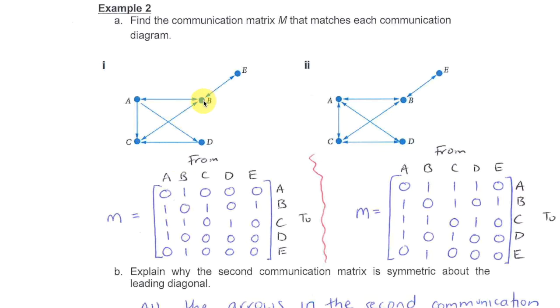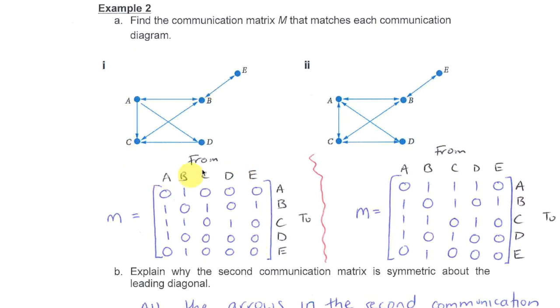So now we go from B. From B, we can directly go to A. We can't go to ourselves, so it'd be a 0 there. We can go to C. You can see that with that arrowhead. We can't go to D, but we can go to E. And there's that column that shows that perspective, so it's the from. And we work our way through the diagram and placing 1s and 0s everywhere. Of course, along this leading diagonal, you should always have 0s because we cannot communicate with ourselves.